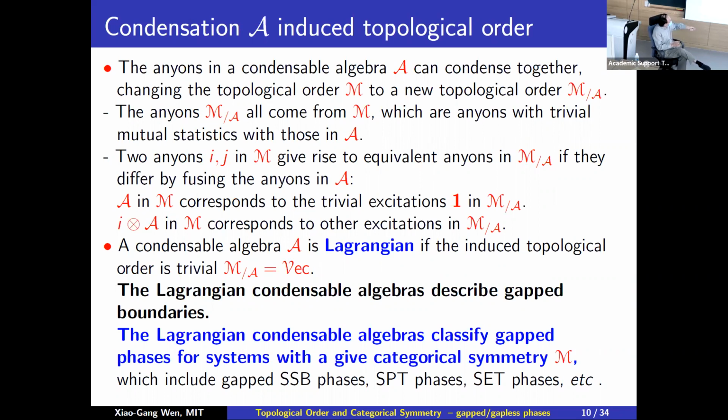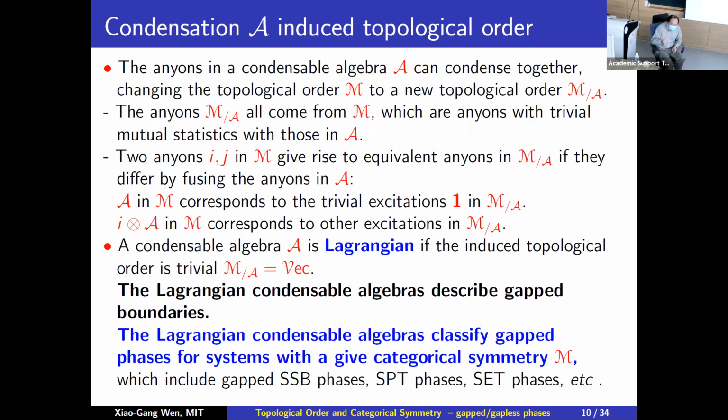Then there are smaller condensed algebras. If some algebra is smaller, it describes a gapless boundary. So basically it's the following. If condensation is large enough, destroying topology completely, we get a gapped boundary. But the gapped boundary is regarded as a gapped phase in the original system with the symmetry. We have all kinds of gapped phases. We can have symmetry breaking phases, we can have SPT phases, SET phases, all that.